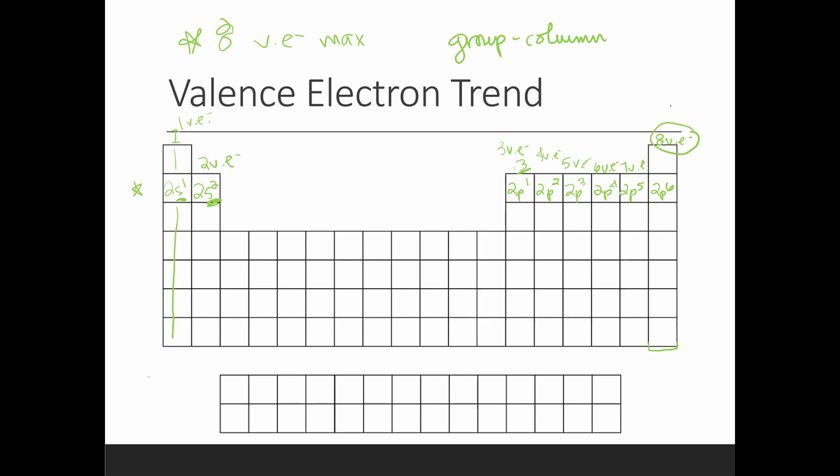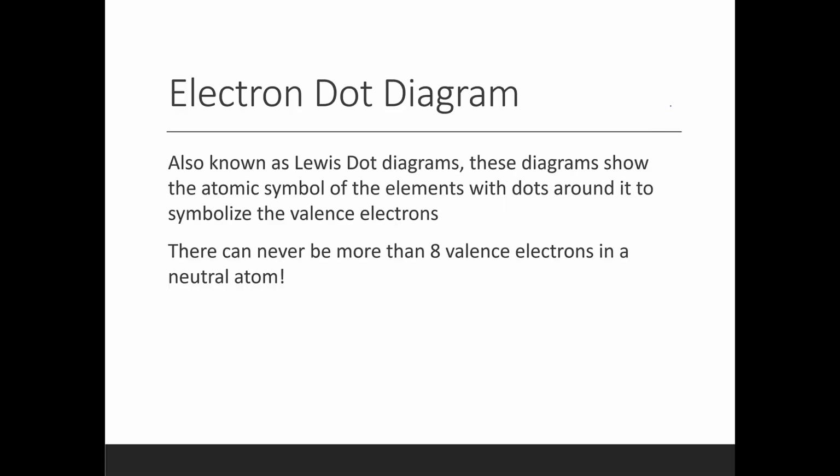We can abbreviate those valence electrons around an element as another way of notating where the electrons are in an atom, and that's called the electron dot diagram. These are also known as Lewis dot diagrams, and they show the atomic symbol of the element with dots around it to symbolize those valence electrons. Now, like I just said, there can never be more than 8 valence electrons in a neutral atom, or in an ion, to be honest with you. So we'll just cross that out. Okay, never more than 8 valence electrons.